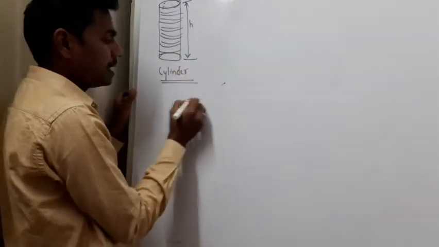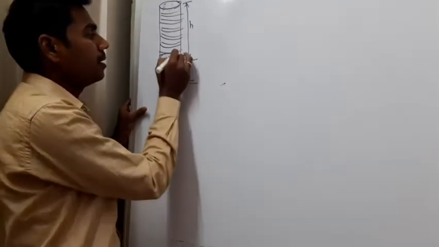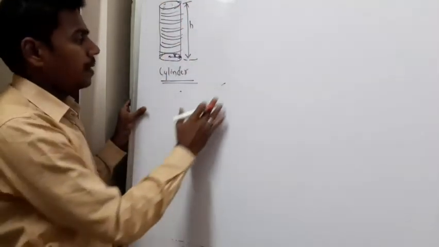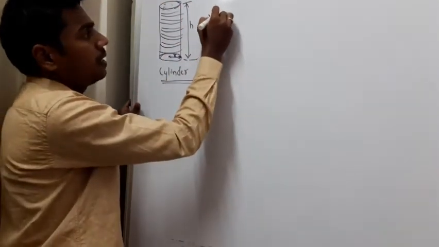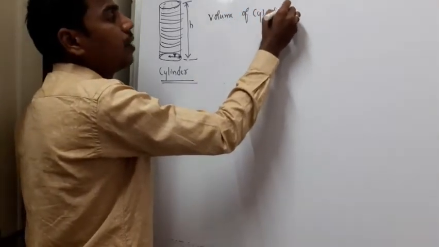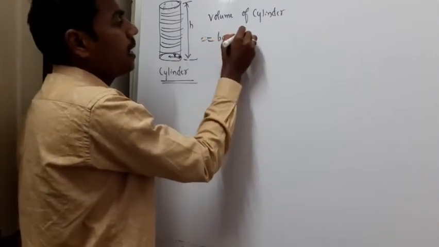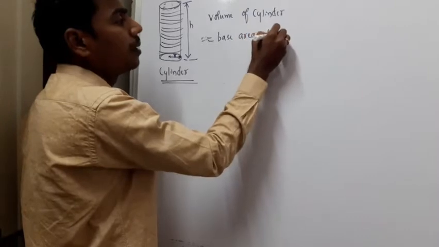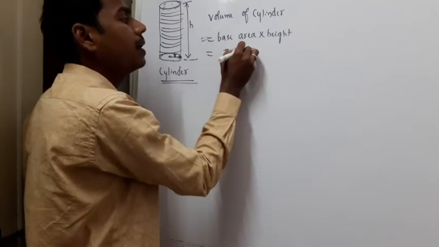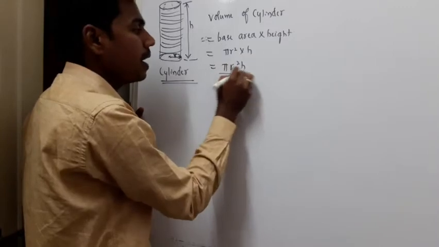See here also, what is the base area? Let the radius be R. Let the height be H. Then volume of cylinder is equal to base area into height. What is the base area? Base area is pi r square. What is the height? H is the height. So volume of cylinder is pi r square H.